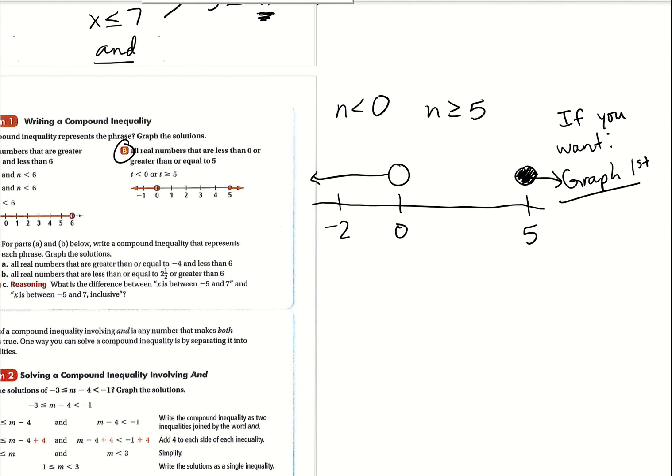All right, since it doesn't overlap, so no overlap in your graph, that means that it is an or statement. Okay, so go ahead and shade both sides. All right, and that would be your graph for part B.